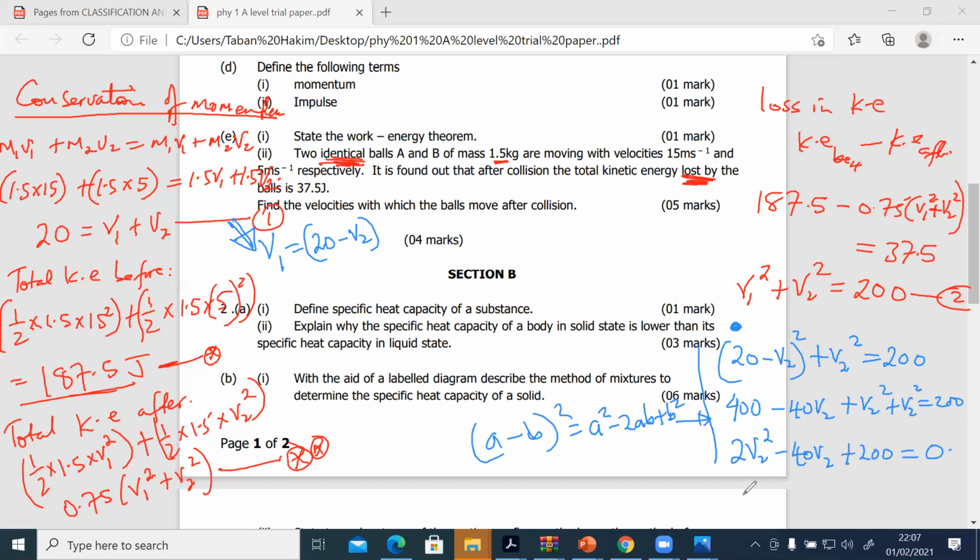I guess that is okay. And that is a quadratic equation in the form ax squared plus bx plus c equals 0. So from the calculator, what is V2 equal to?